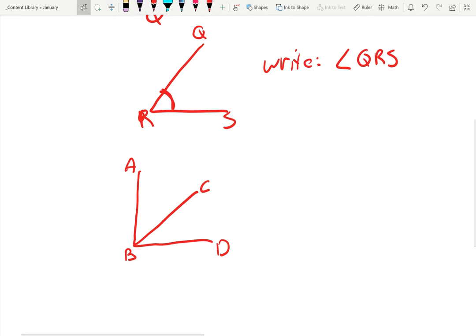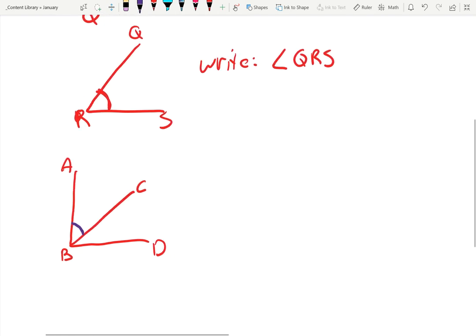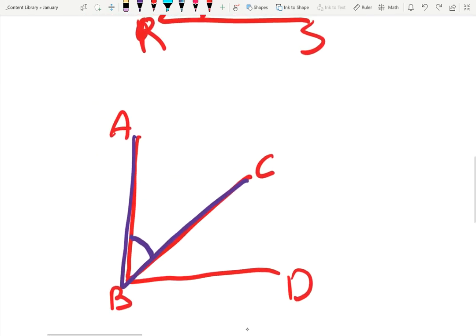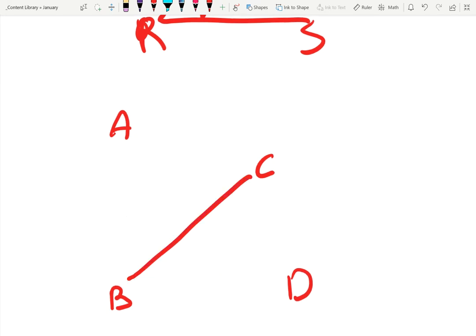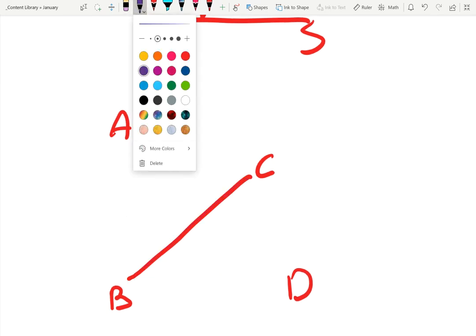For example, let me use a different color. If I want to indicate this angle, this wedge, then I'm going to say angle ABC. Oh man, trying to erase just the purple part. Anyway, you get what I'm saying? Okay, I'll just redraw it. It's fine.